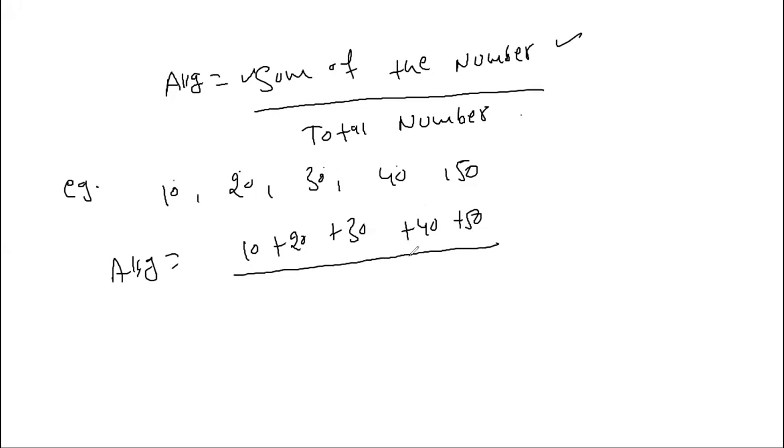1, 2, 3, 4, 5. What will it be? 150. Sum of the numbers 150 divided by 5. This is equal to 30. So average simply means the sum of the numbers divided by the total number of numbers. So 10 plus 20 plus 30 plus 40 plus 50 divided by 5 is equal to 150 divided by 5, which is equal to 30.